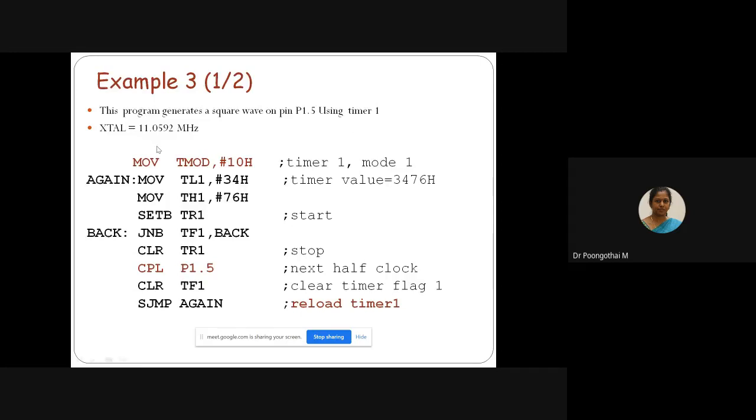find out the time delay period for this particular application. This program generates a square wave on pin P1.5 using Timer 1. Your frequency is 11.0592 megahertz. First, your TMOD value is calculated, and that value is loaded into TMOD. The initial value is 3476, that is, your lower order register holds 76 and the higher order register holds 34.